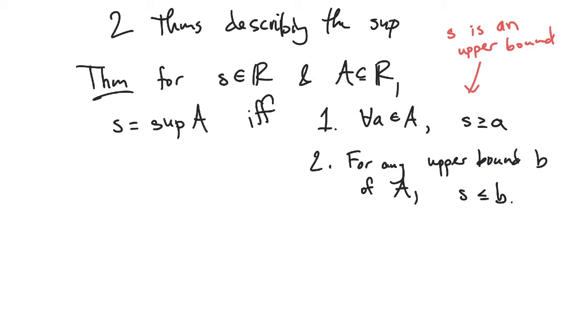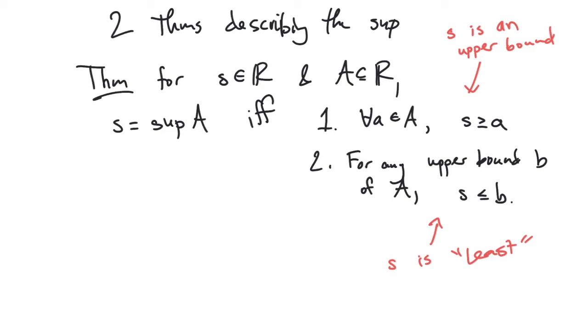This is just a more symbolic way of saying S is an upper bound. Just for every element of the set, S is bigger than that element, right? And the second part, for any upper bound B, S is less than or equal to B. That means that S is less than all the upper bounds, which is to say S is the least of the upper bounds. So the second part means S is least, right?